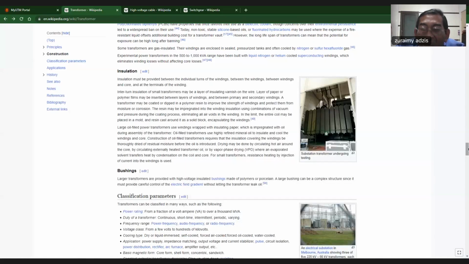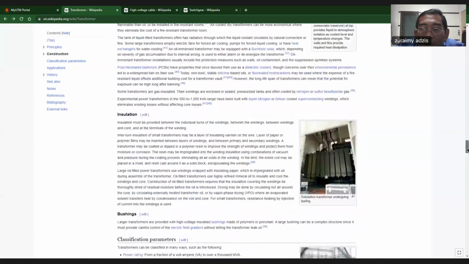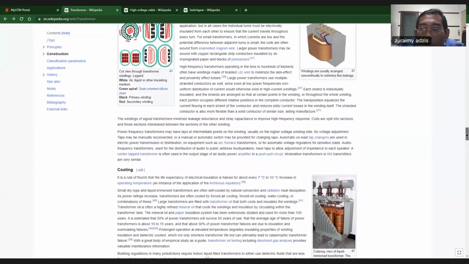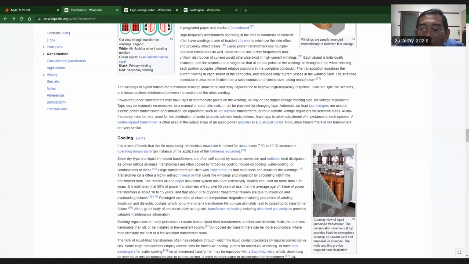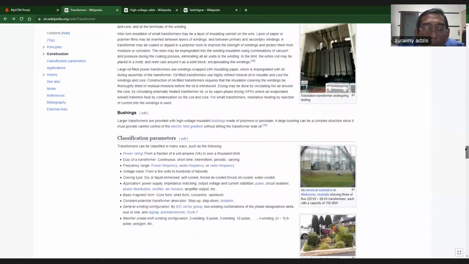Next, the insulation, meaning the oil, the paper, and so on. The bushings, like I showed you before, these are bushings. They call these bushings, where you put some ceramic between the conductor and the body of the transformer.